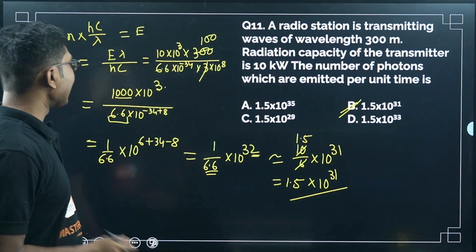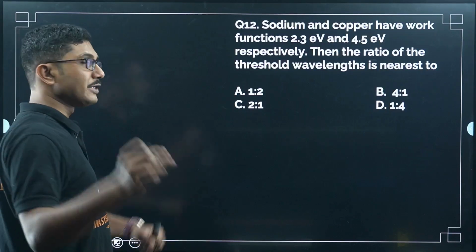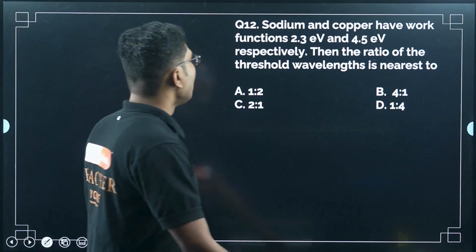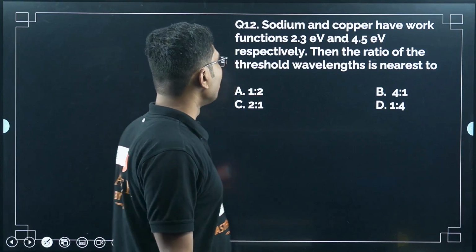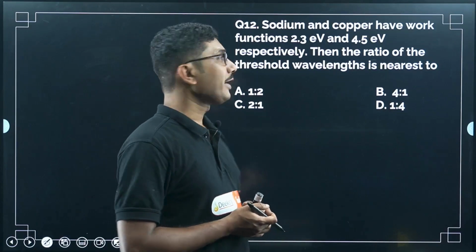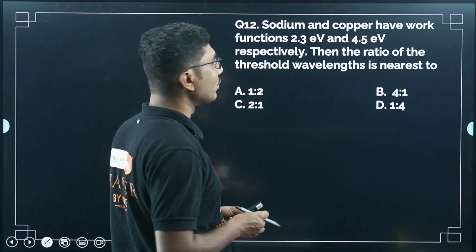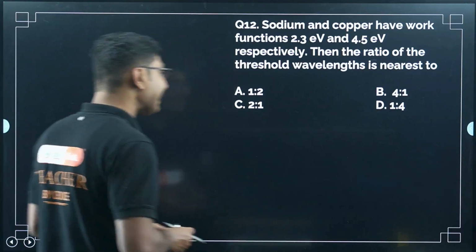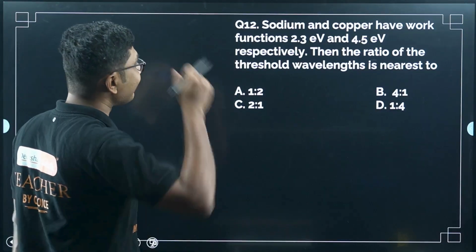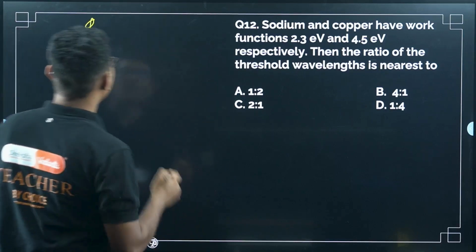Okay. Now, mention in the comments below whether you got this question correct or not. Yes, mention no. Sodium and copper have work functions 2.3 electron volts and 4.5 electron volts respectively. Then the ratio of the threshold wavelength is nearest to. Very interesting question. Okay, they have given the work functions. So, work function for sodium.